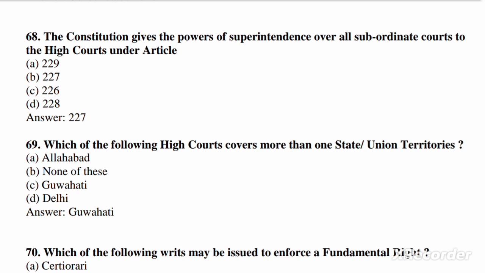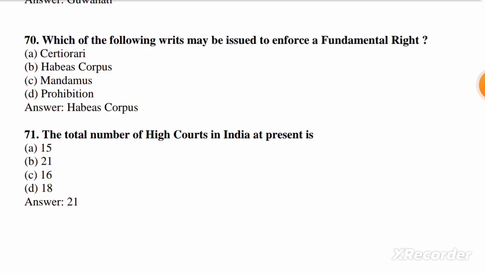69. Which of the following High Courts covers more than one state or union territories? Answer Guwahati High Court. 70. Which of the following writs may be issued to enforce a fundamental rights? Answer habeas corpus. 71. The total number of high courts in India at present is? Answer 21.